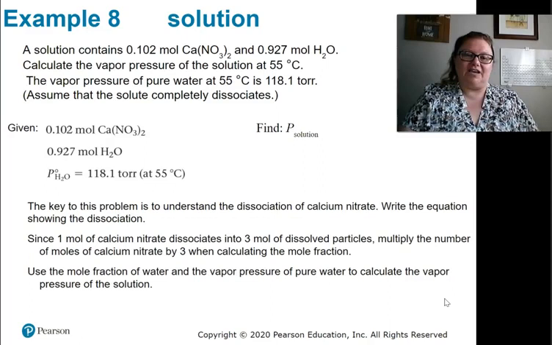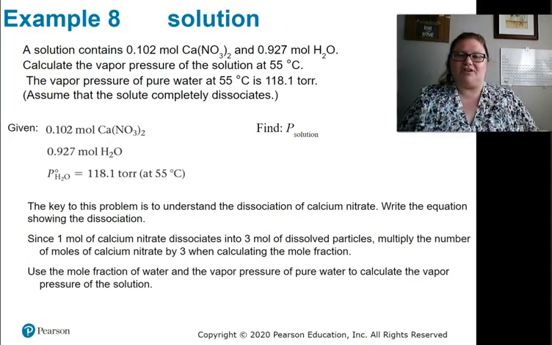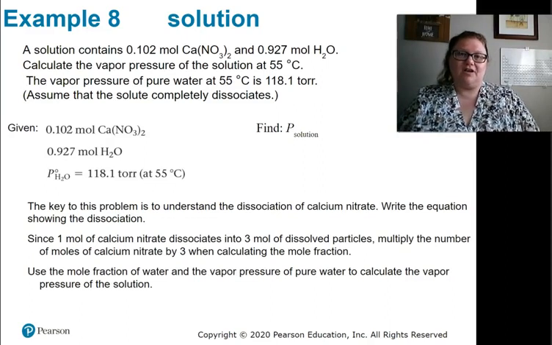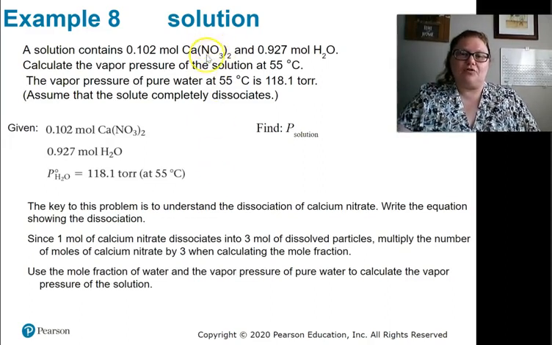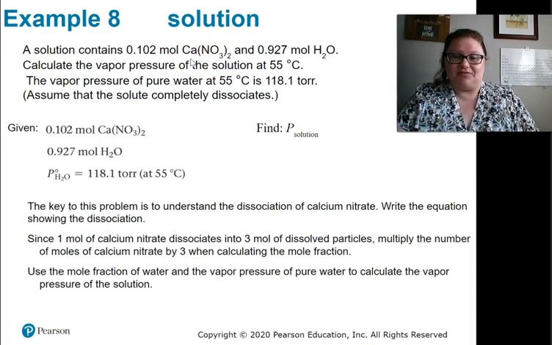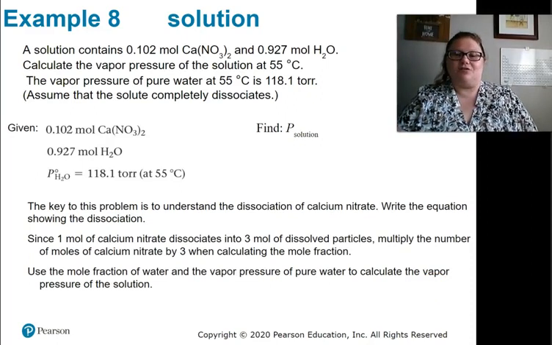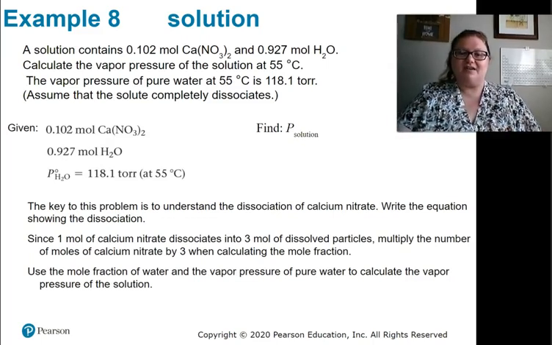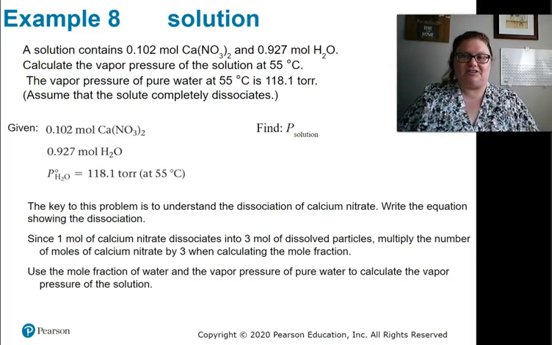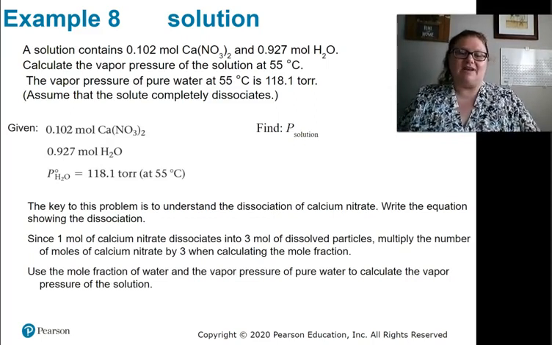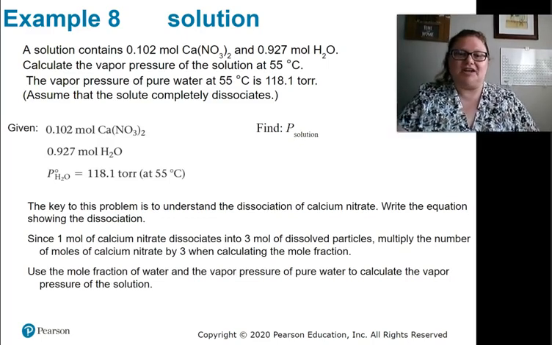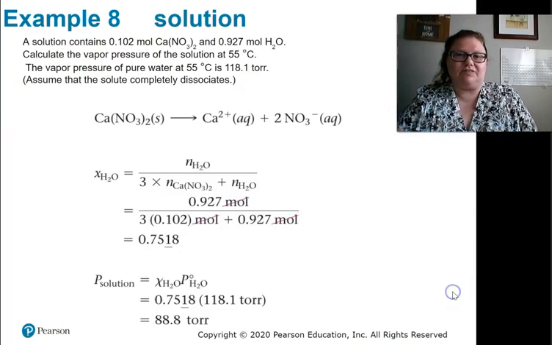So it says since 1 mole of calcium nitrate is going to break apart into 3 moles of dissolved particles, we're going to get 2 nitrates, there it is, for every 1 calcium ion. So we get 3 particles. We're going to multiply the number of moles by 3 when we calculate that mole fraction. Okay, so because this is a complex formula that's not a 1-to-1 ratio of ions, we need to take into consideration how it's going to dissociate into ions, see how many ions we get from that, and that's going to be our multiplication factor in this type of problem. So let's see what that looks like.